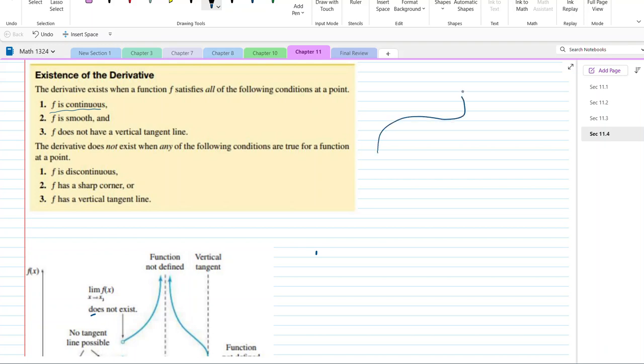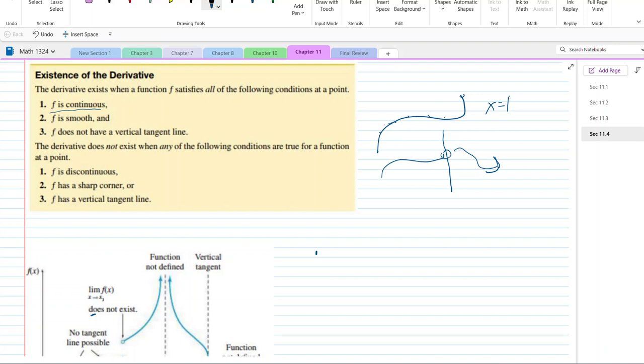So I can have a curve like this, and it's continuous from this point to this point, and anywhere in this we can find a derivative. It is smooth, and f does not have a vertical tangent line. In other words, a vertical line means x equals a number. So what that means is that we can have this occur. This would have this happen.